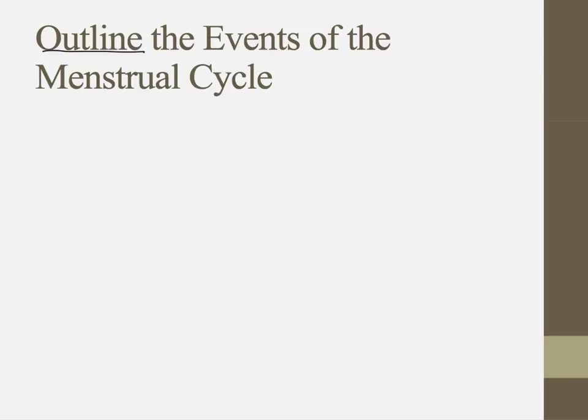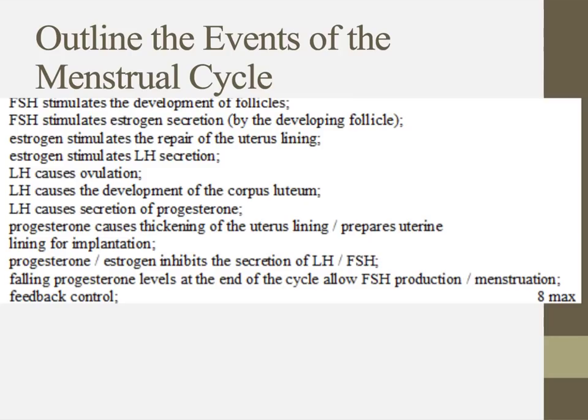and take a look at the mark scheme. Here's the mark scheme for outlining the events of the menstrual cycle. So we're looking at a maximum of 8. Give yourself a mark for each one of these that you got.